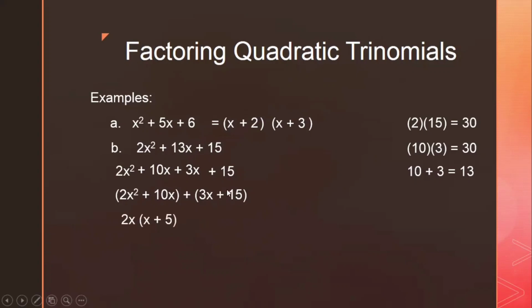In the second group, we have 3x plus 15. By taking out the greatest common factor, that is 3, that will give us 3 times x plus 5. Just like what we did earlier in factoring by grouping, we'll take out the common binomial, which in this example is x plus 5, and we'll write the other factor, which is 2x plus 3. So the factors of 2x squared plus 13x plus 15 are x plus 5 and 2x plus 3.